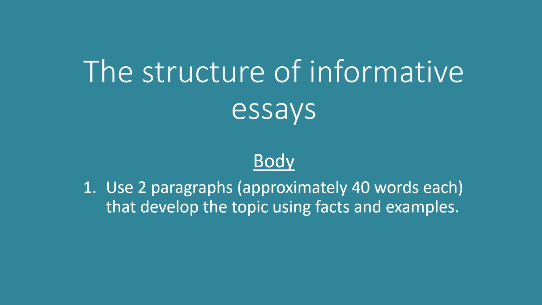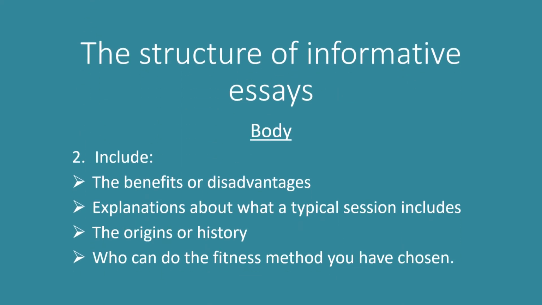Also in the body, you need 2 paragraphs, approximately of 40 words each, that develop the topic using facts and examples. In the body of your essay, you'll need to include the benefits or disadvantages. And this is not to say that you're going to write a for and against essay. No, this means that you'll discuss the benefits or advantages or disadvantages as a way of describing the method of exercise that you're talking about.